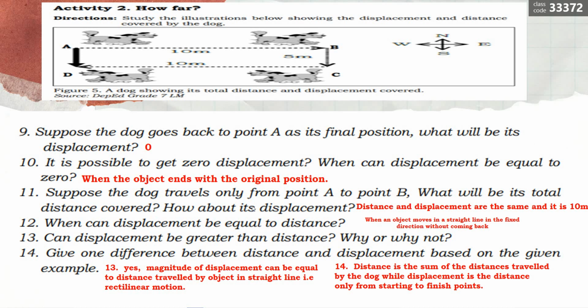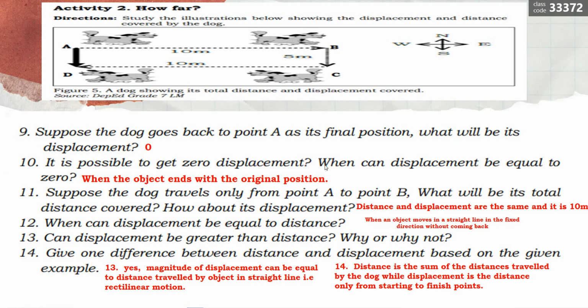11. Suppose the dog travels only from point A to point B. What will be its total distance covered? How about its displacement? Distance and displacement are the same, and it is 10 meters. Number 12. When can displacement be equal to distance? When an object moves in a straight line in a fixed direction without coming back.